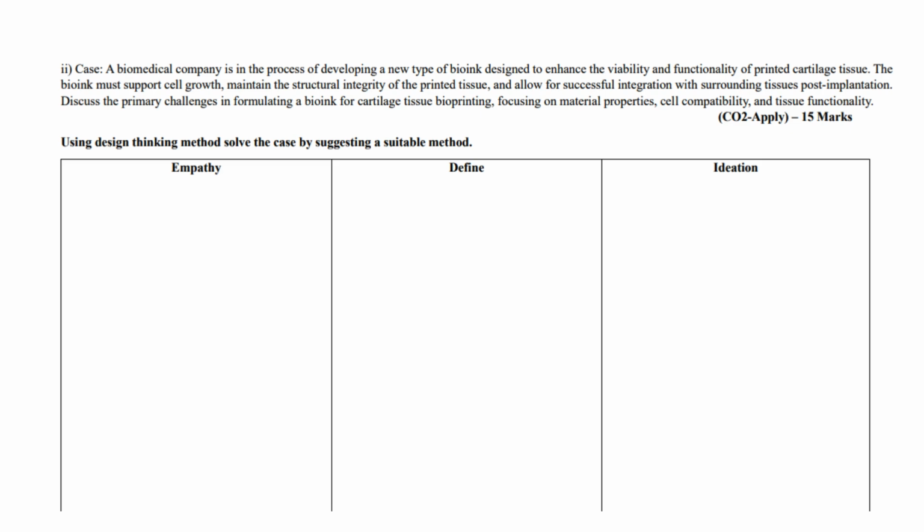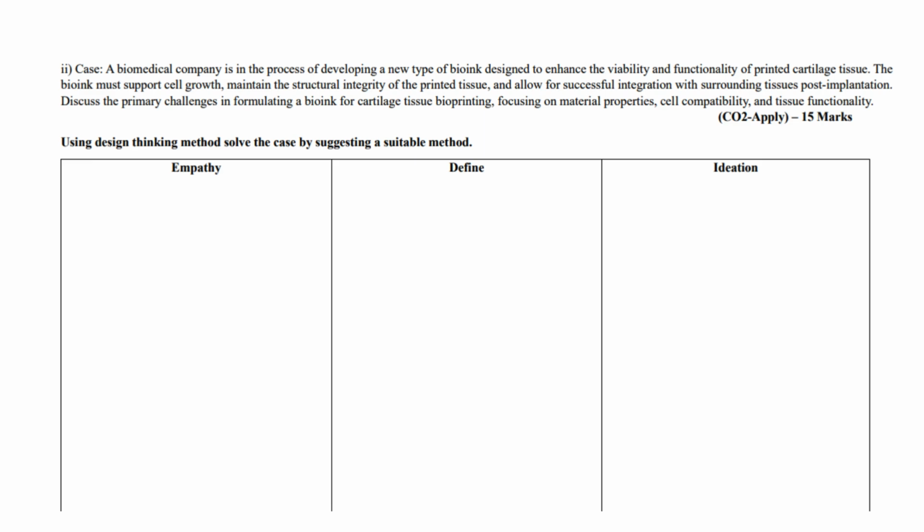So you're going to focus only on that particular part where the bioink becomes the most important one, supporting the cell growth, which maintains the structural integrity of the printed tissue and allows the successful integration with the surrounding tissue post implantation. Most of the cases that we see are all about the post implantation because the biocompatibility plays a vital role in deciding the success rate of any of the tissue engineering methods.